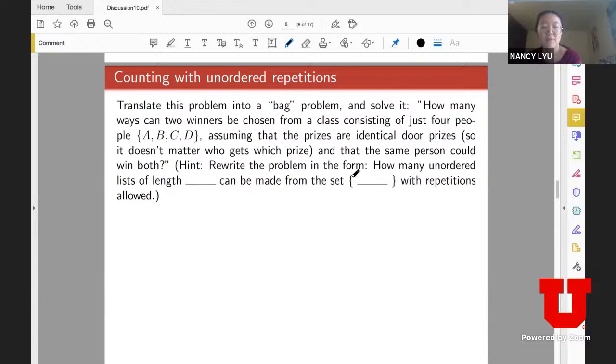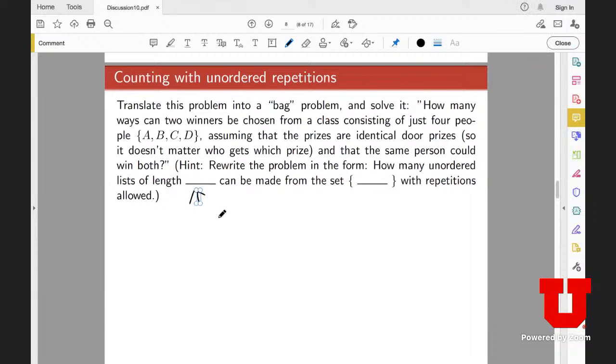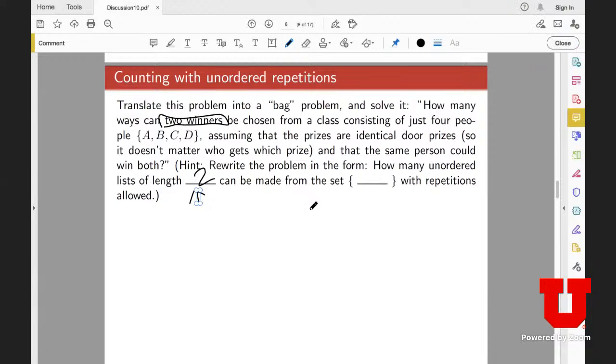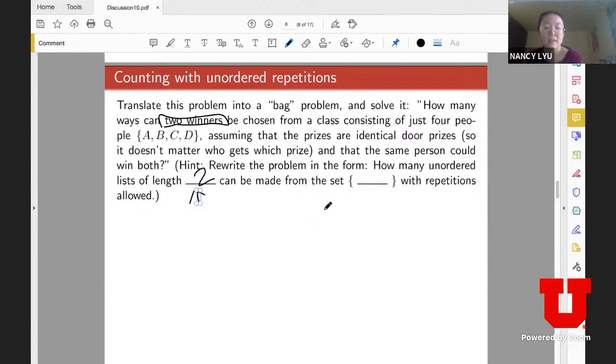So we want to rewrite this problem in the form: how many unordered lists of length blank can be made from the set with repetitions allowed. What are we going to put here? Would it be lists of length 2? Yep, because we want to have 2 winners here. We want to choose 2 people, or 2 winners. The same person can win twice, from the set A, B, C, D.